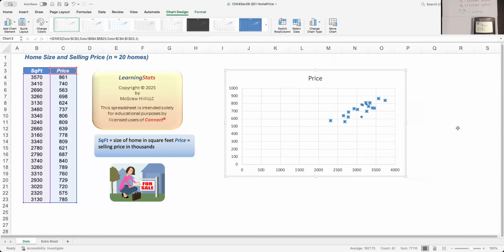So it looks like the more square feet go to the right, the more price goes up. A positive, fairly strong relationship. Well, they're pretty close together, aren't they? The closer together the data is, the less difference there is in my relationship, the stronger it becomes. The further apart the data is, the weaker my relationship is.